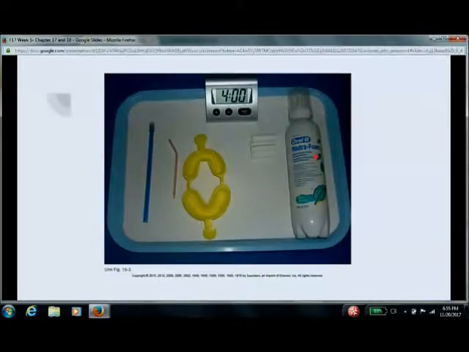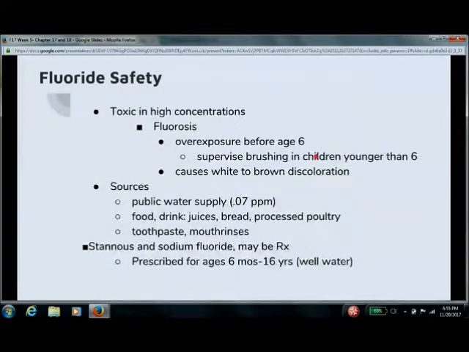So there's a fluoride tray here. This is a setup for the foam type of fluoride. This is not used very much anymore because we have varnish, which is like a paintbrush. Fluoride is toxic in high concentration. Overexposure before the age of 6, so children who are younger than 6 who are overexposed to fluoride end up with stains on their teeth that is called fluorosis.